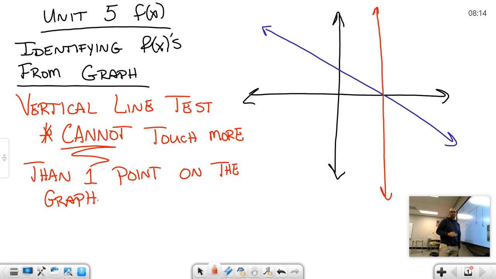How many points does this touch on the graph? Well, it touches one. Let's draw another one over here. How many points did it touch? Well, it only touched one. Did it touch more than one? Nope. This one is a function. Okay, straight line, it's a function. Okay, functions. Let's look at another one here.